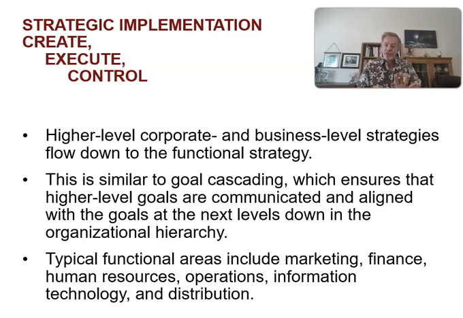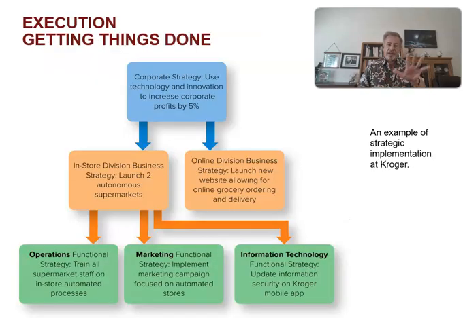You're looking at all that. You're going to align those with the organizational hierarchy and make sure your strategy fits corporate level, business level, and also functional level, and pay attention to what's out there. Corporate strategy uses technology and innovation, and then the in-store and online divisions may have 2 different branches, maybe 3 or maybe 4. Here's an example of Kroger. Then the operations, the marketing and information technology, it's all out there.